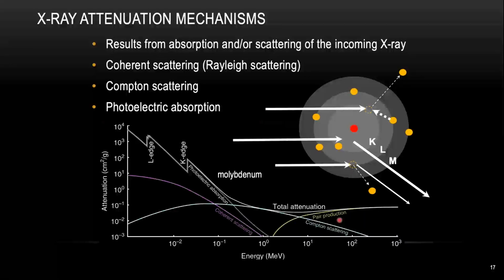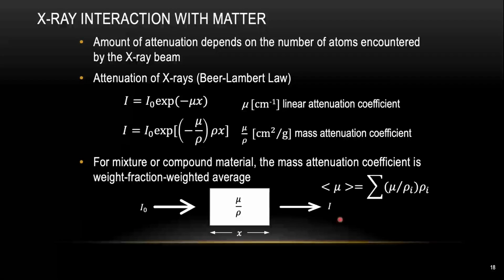To put this attenuation mechanism into a mathematical model, we can use the Beer-Lambert law. Here is just a cartoon for a certain material with a linear attenuation coefficient of mu and a mass density of rho, and the thickness of the sample is x here. The relationship between the intensity of the X-ray beam passing through the sample and the initial intensity can be simply described by this Beer-Lambert law, which means the signal is actually degraded exponentially.